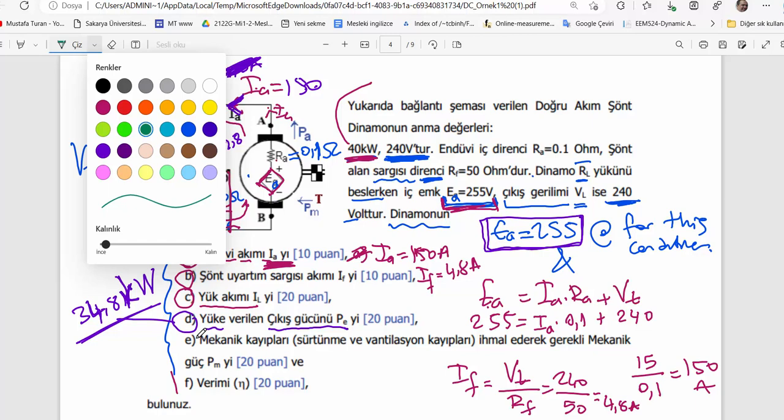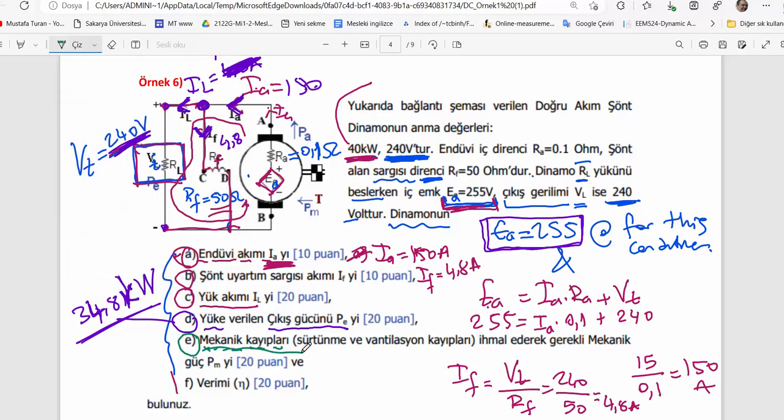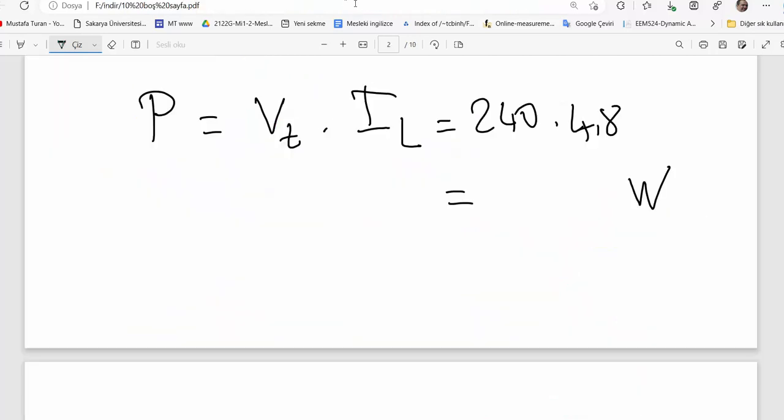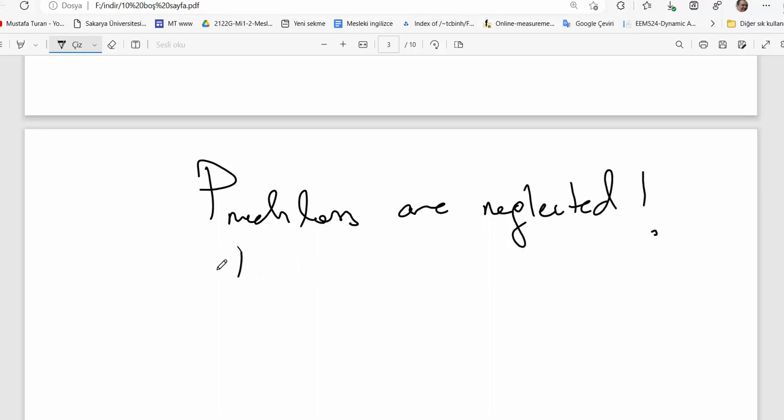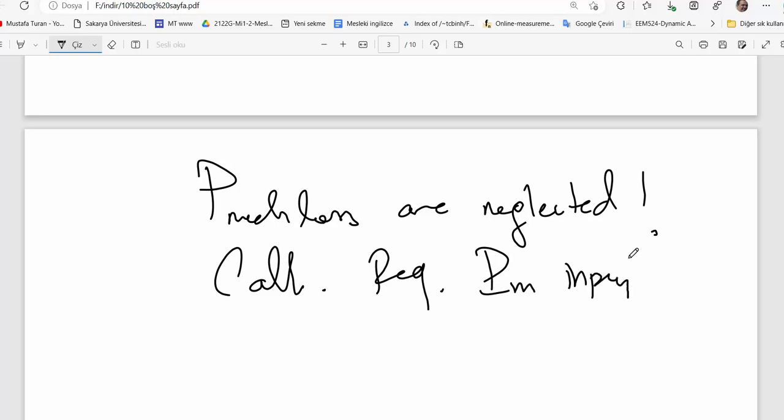Everything is very clear. Neglecting mechanical losses, calculate the required input mechanical power. Let me write it down here. Mechanical losses are neglected, omitted, and then calculate the required mechanical input power, because that's the generator input power.